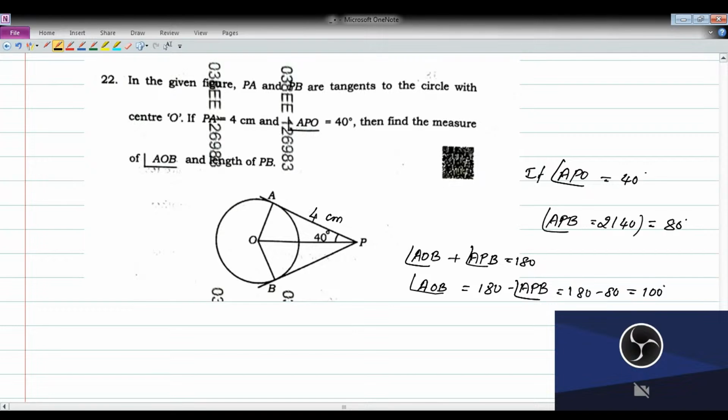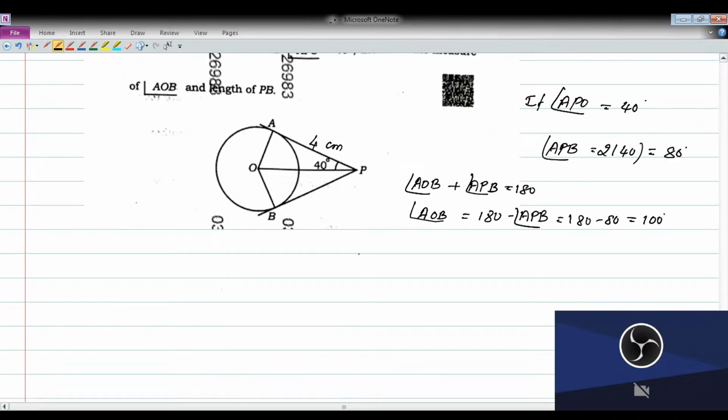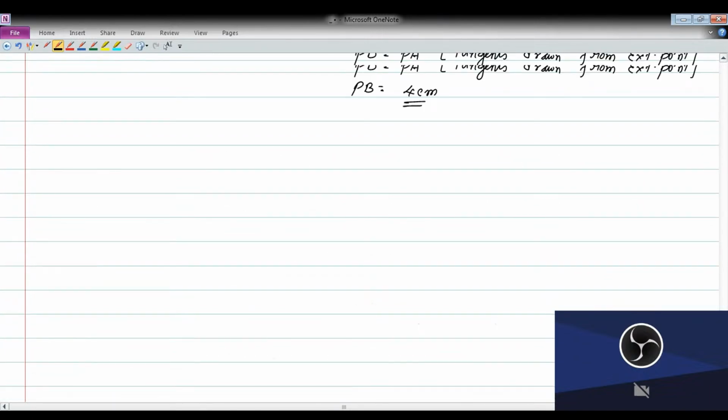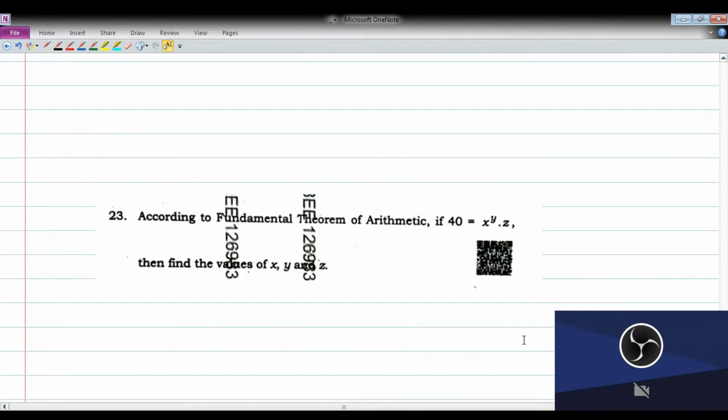And they also asked us to find out the length of PB. We all know PB length is always equal to PA length, as these two are tangents drawn from the external point. So by theorem 2, these two are equal. Therefore PB is also equal to 4 centimeter if PA is 4. Definitely it is equal to 4 centimeter. So these are the answers for question number 22. Now let us take the question number 23.